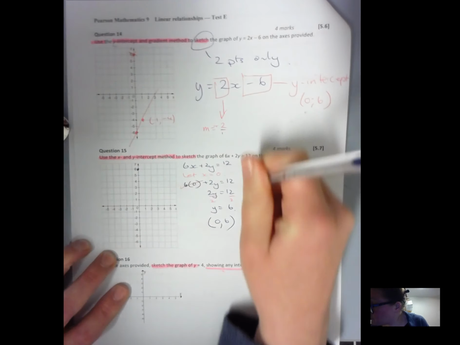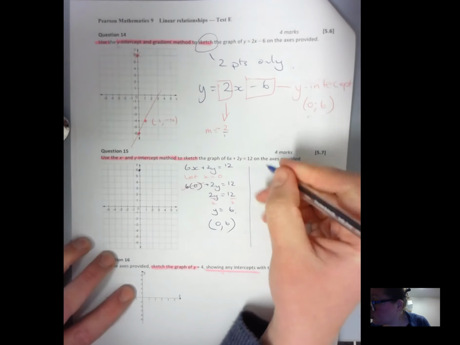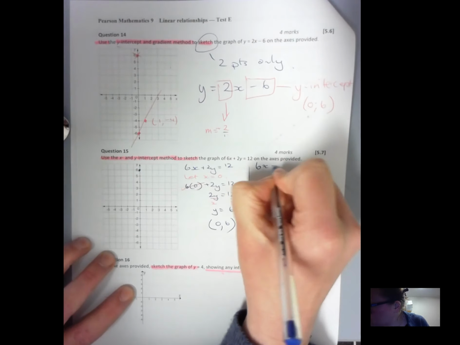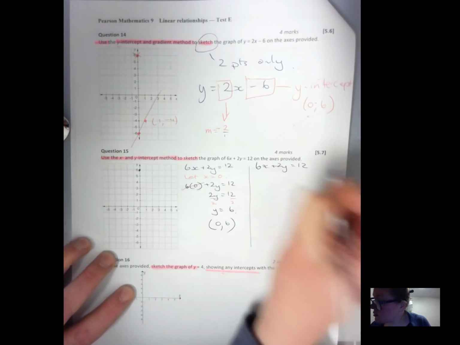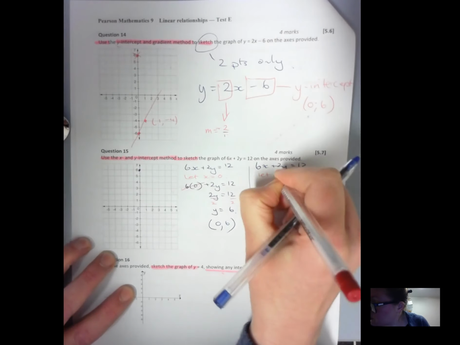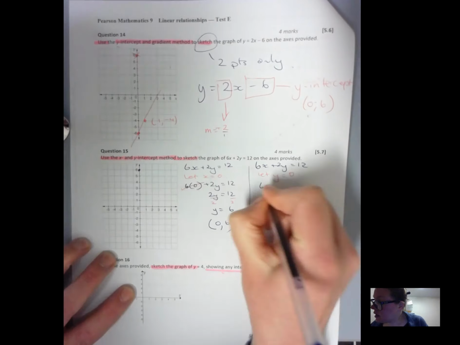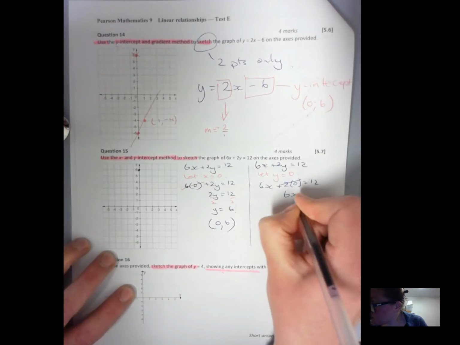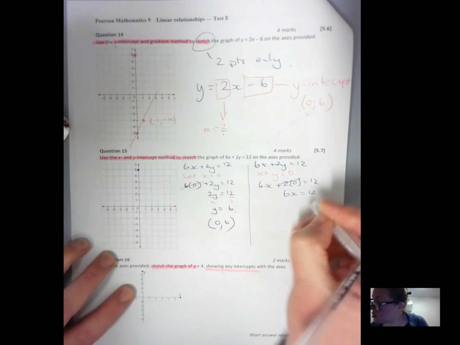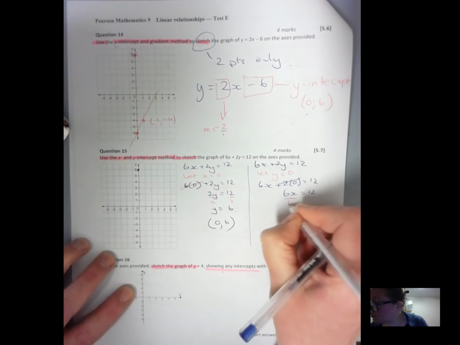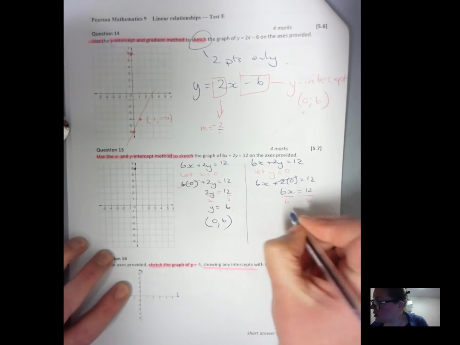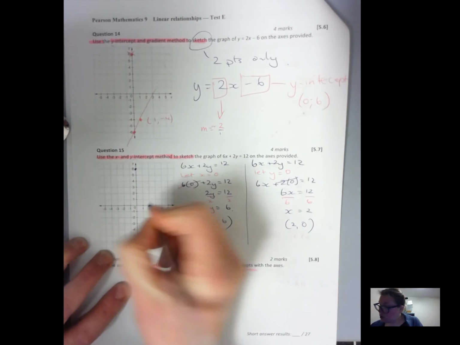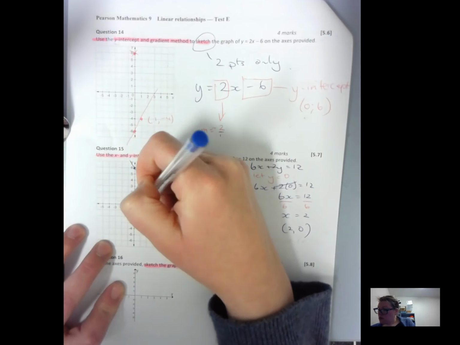For your next one, to find your x coordinate, you're going to let y equals 0, again because they are on the axes, and substitute it into the equation. So 6x plus 2 bracket 0 equals 12. That leaves us with 6x equals 12. Divide both sides by 6. x equals 2. Your point is (2, 0). Put it on your graph, use a ruler, and line it up.